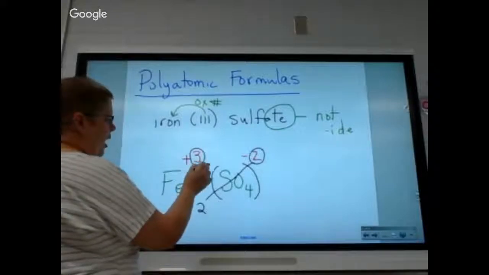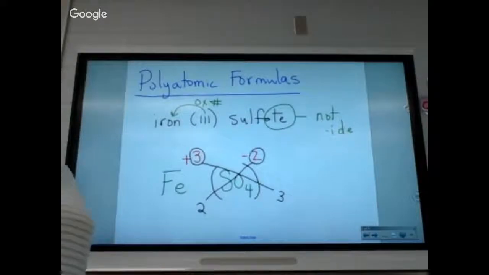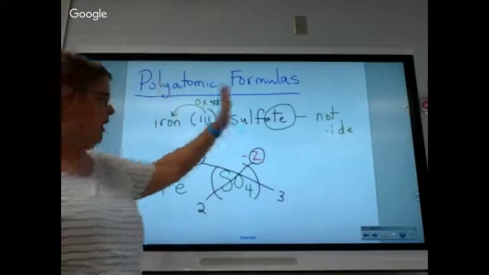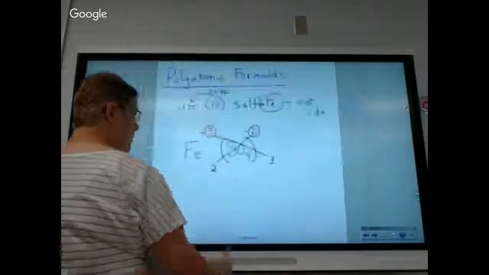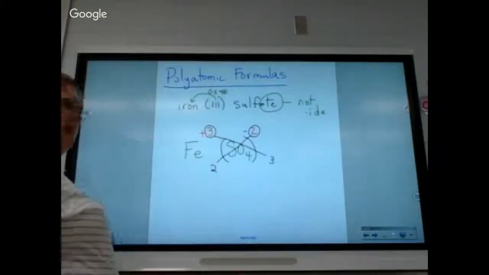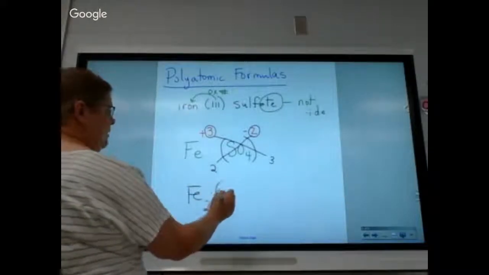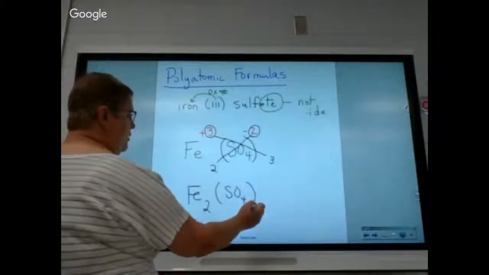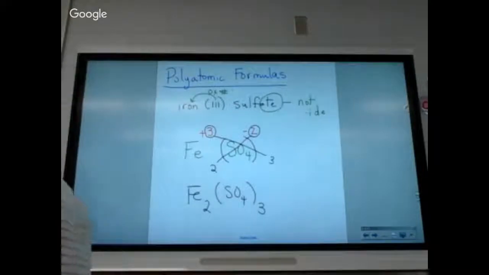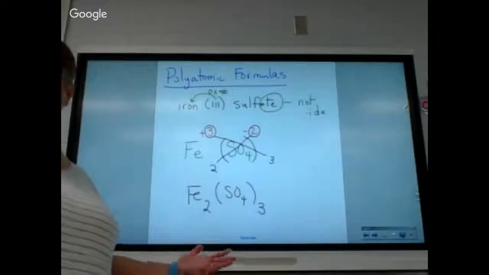The 3 is going all the way across the parentheses to over here. So, whatever's in those parentheses, you can't touch. You're just leaving it alone. The 3 is going all the way across. The 2 is going all the way across. All right, so when we rewrite it, Fe has what subscript? And then parentheses, SO4, close the parentheses and 3. That looks like where you're at. That's not hard, is it?